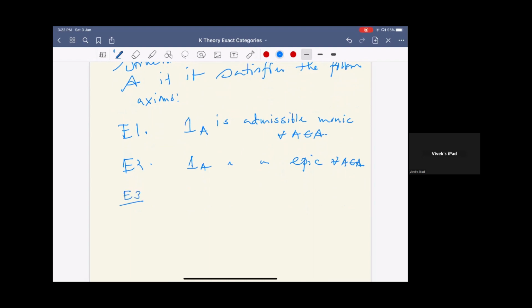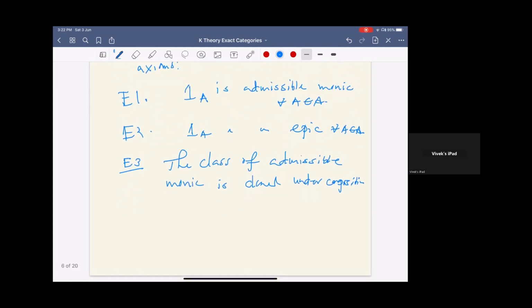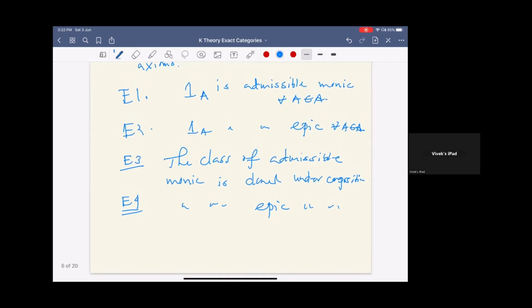E3 is that the class of admissible monics is closed under composition. The composition of admissible monics is again an admissible monic. Same thing for epics: the class of all admissible epics is also closed under composition.